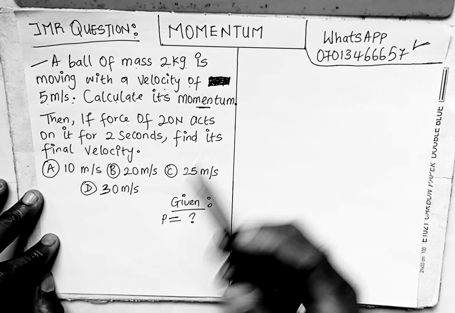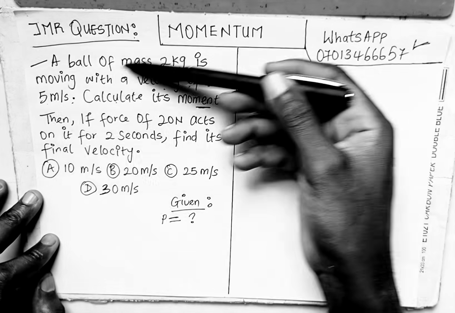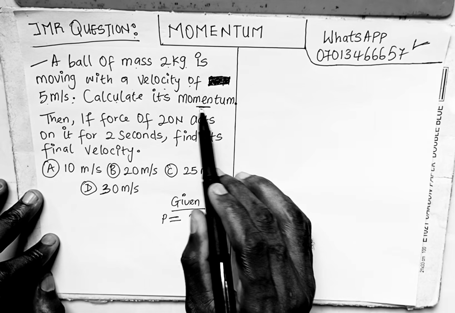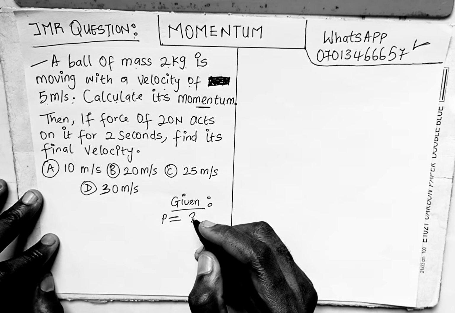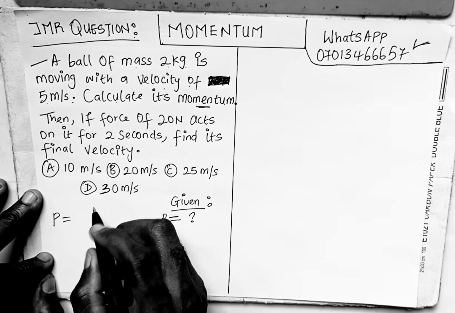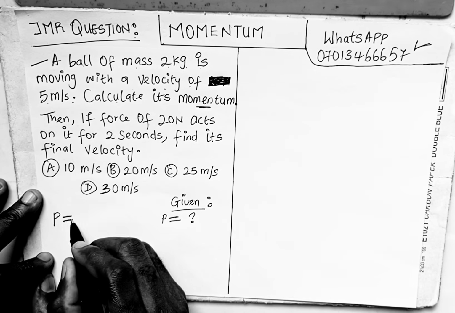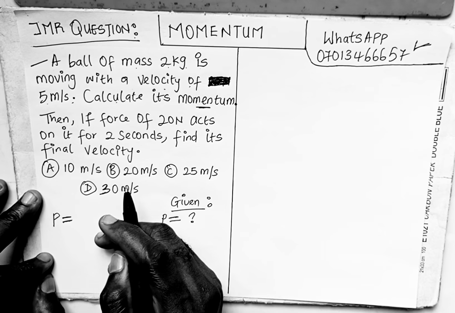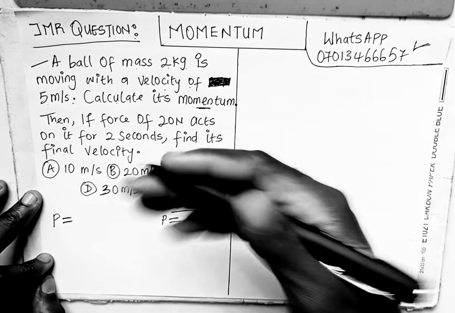So what are we going to do? Let's write out all that were given to us. Remember, they told us to find momentum. So first of all, let's write the formula for momentum. Momentum P is equal to what? Remember, momentum is the product of a body's mass and its velocity. That's mass times velocity.